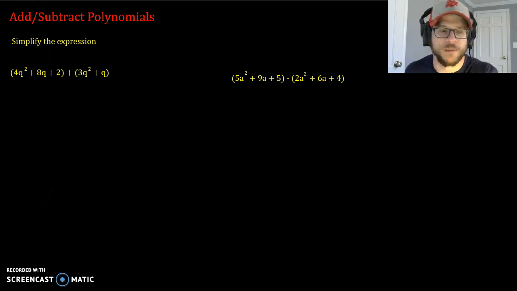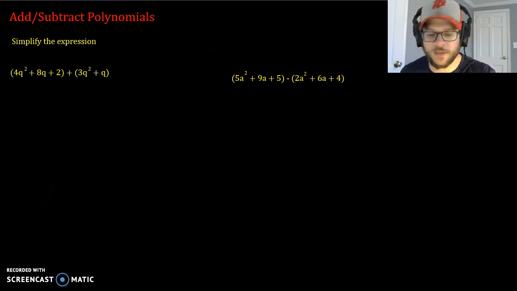So in this first example, the first polynomial is 4q squared plus 8q plus 2. The second one is 3q squared plus q. So the first thing we have to do is identify what our terms are. In the first one we have a q squared, and we have 4 of them. And in our second one we also have a q squared. Those things are like terms. So we're going to be adding those common things together.